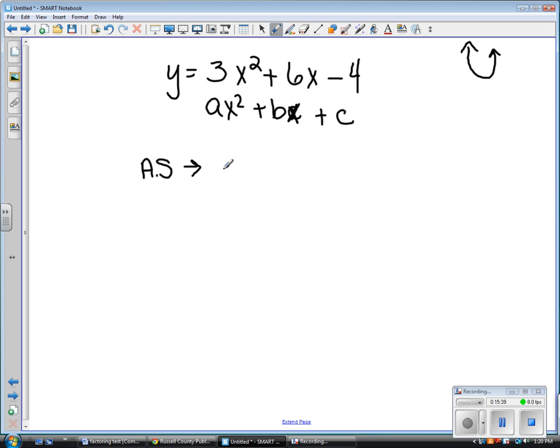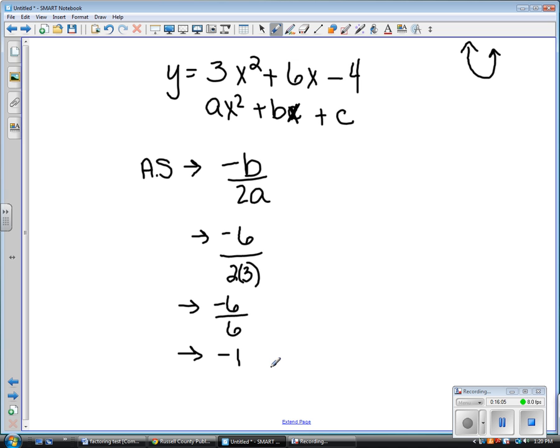So axis of symmetry, I want you to write your equation until you learn it. Negative b over 2a. So I'm going to take the opposite of b, which is positive 6. So that's going to give me a negative 6, correct? And 2 times a was 3. So this looks like negative 6 over positive 6, which looks like negative 1. Correct?